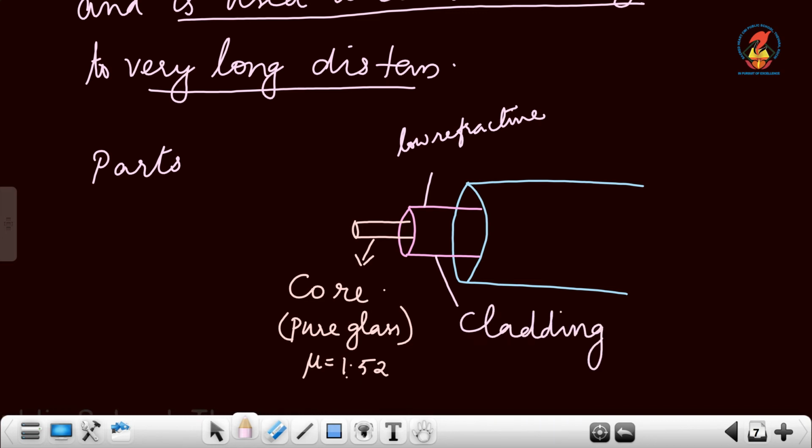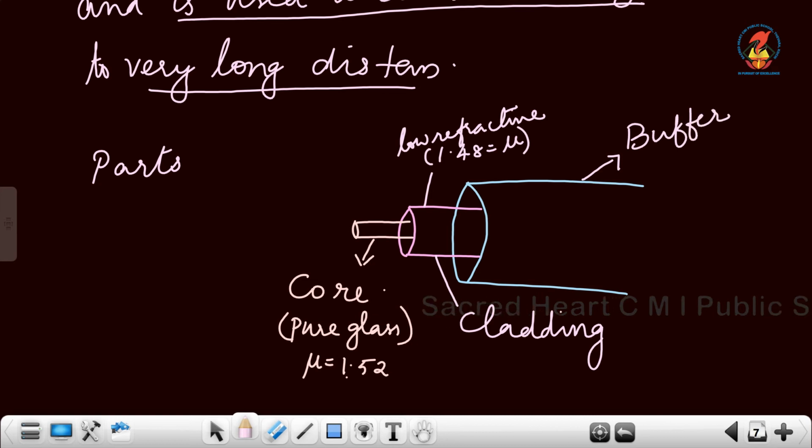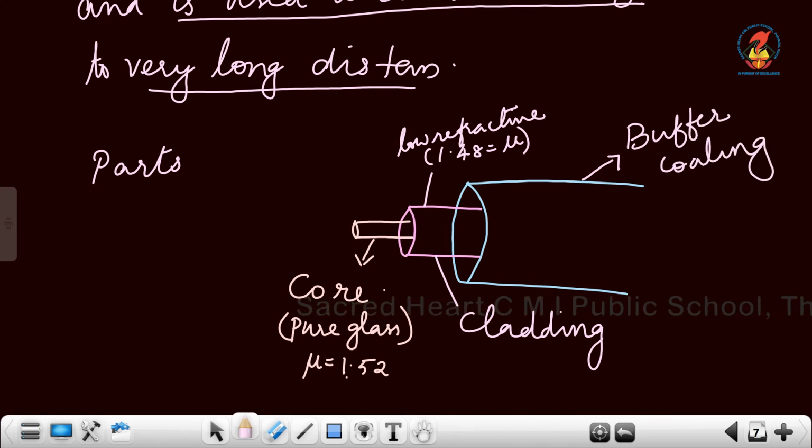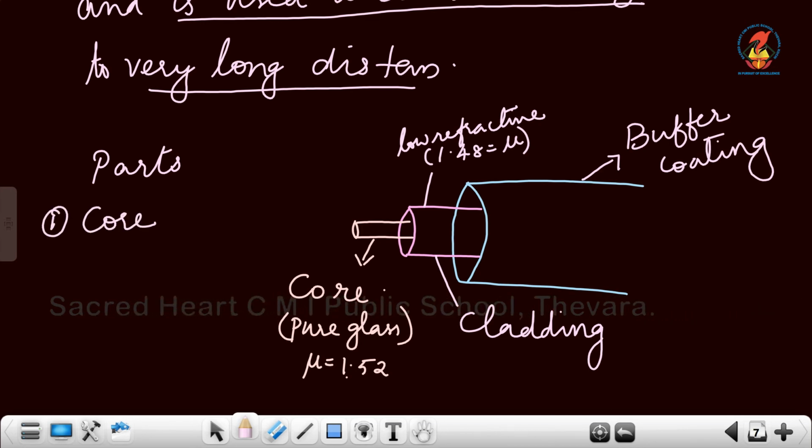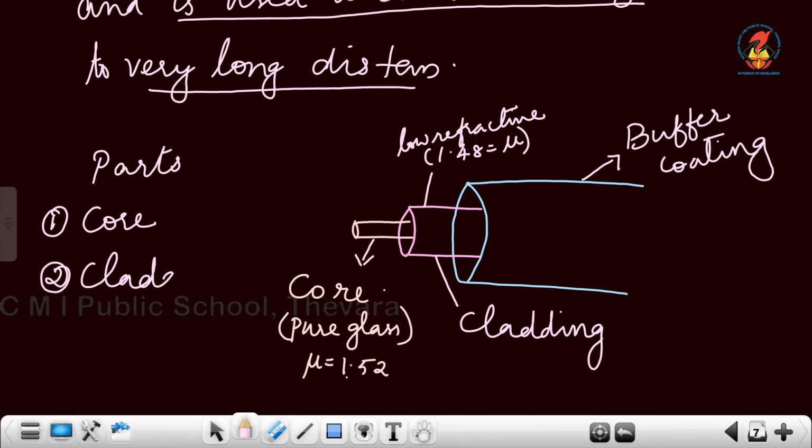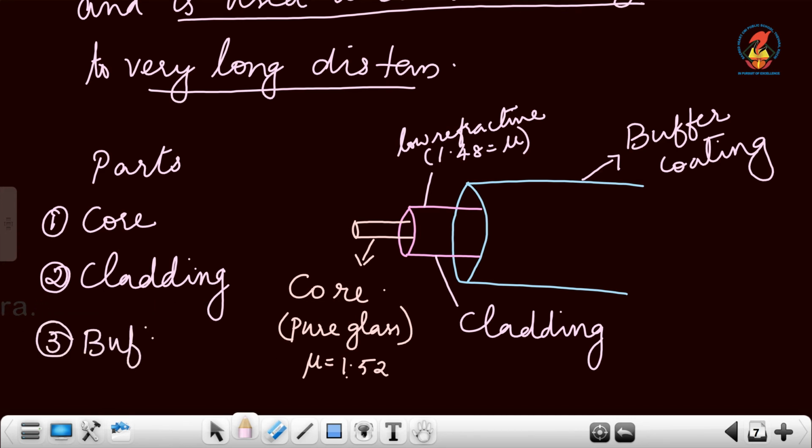Okay, core, the second layer is cladding, which is made up of a material having low refractive index of approximately 1.48. And the last layer or the outermost layer which we see is known as the buffer coating. So, which are the three layers? The first innermost layer is the core made of glass having refractive index of approximately 1.52. Then the outer layer to core is cladding, which is again made up of glass itself, but its refractive index is less than that of the core. And the third layer is buffer coating.